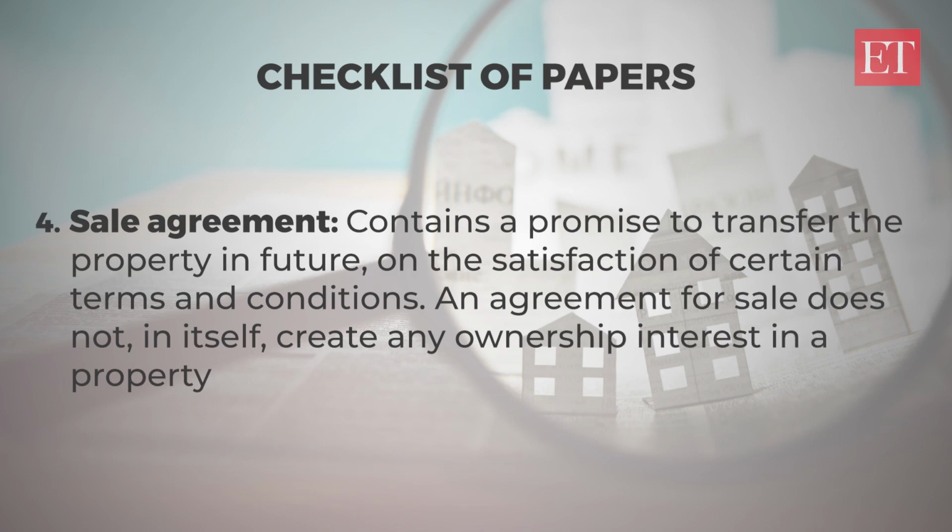Another document is the sale agreement. Now, this document is a promise by the builder or the seller to the buyer to transfer the property in the future at an agreed price. The thing to remember here is that this agreement, for all practical purposes, does not constitute actual transfer of ownership to the buyer. The purchase is not complete without a conveyance deed. It is just an agreement to buy or sell in the future.